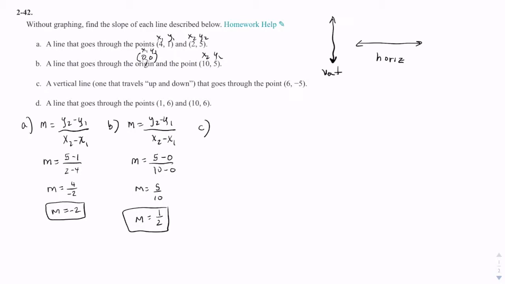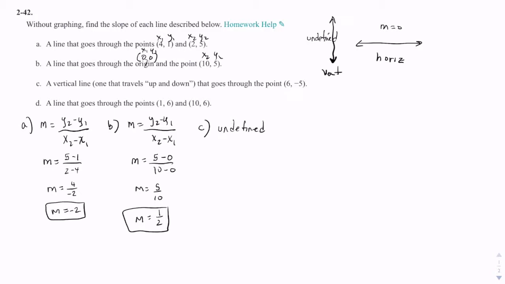Well, we should know by now that horizontal lines have a slope of 0, and vertical lines have an undefined slope. Undefined slope. So C is undefined.